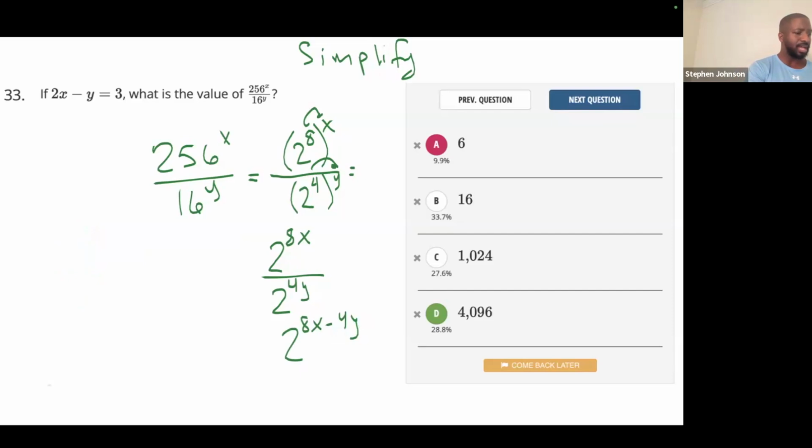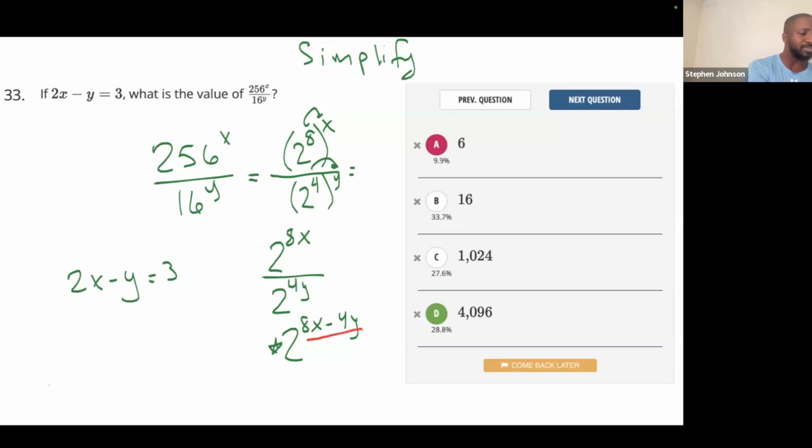So then how is that helpful? Well, if I know that 2x minus y equals 3, again, this is part of the learn by doing, because maybe we got this far and you're still not certain how that's helpful. But it's like, well, why do they tell me 2x minus y equals 3? Well, 2x minus y, how does that relate to 8x minus 4y? Is there a relationship? Well, sure there is.